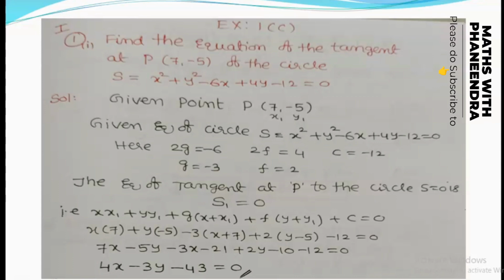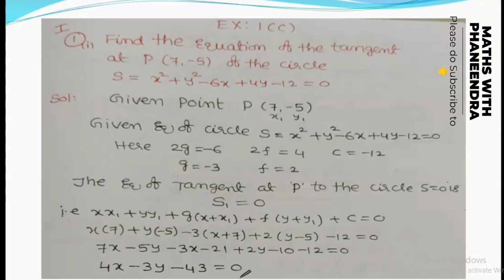This equation you have to compare with the general equation of circle, x square plus y square plus 2gx plus 2fy plus c equal to 0. So 2g equal to minus 6, g equal to minus 3, 2f equal to 4, f equal to 2, c equal to minus 12. After that, apply the formula.